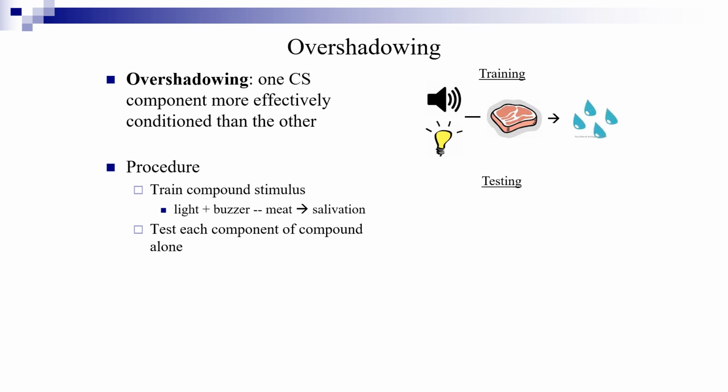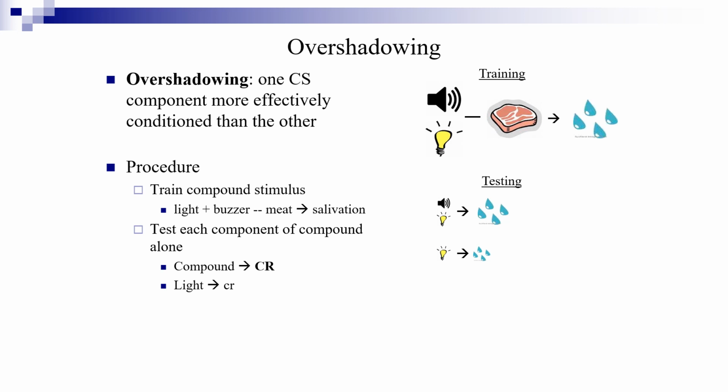Now, in tests, we would test each component of the compound stimulus by itself to see if both have the same conditioning capacity. So first we test the compound and we get the same amount of salivation. So we can say the compound is effectively yielding salivation, so it's a conditioned stimulus.